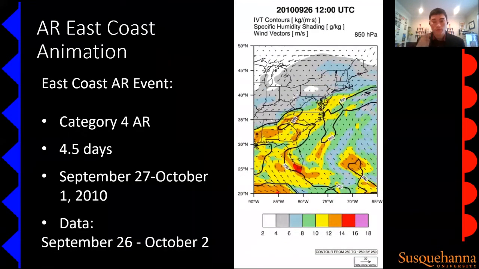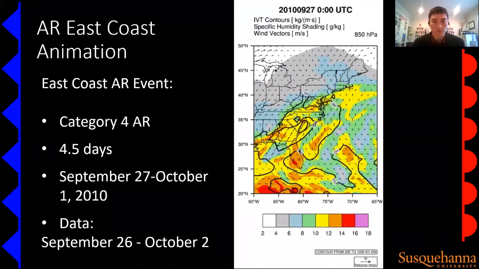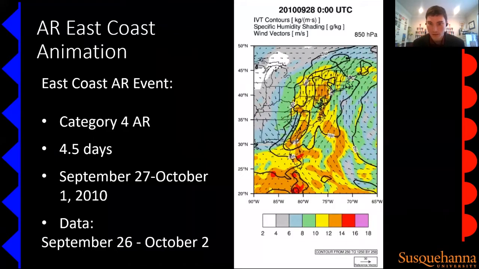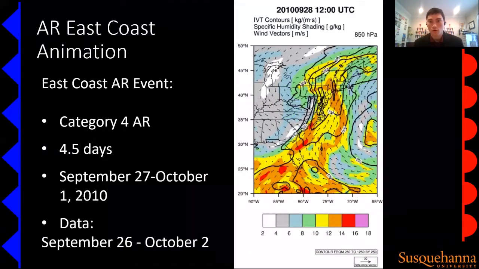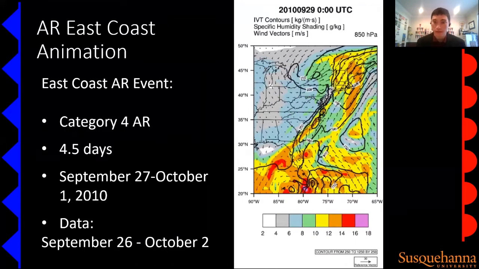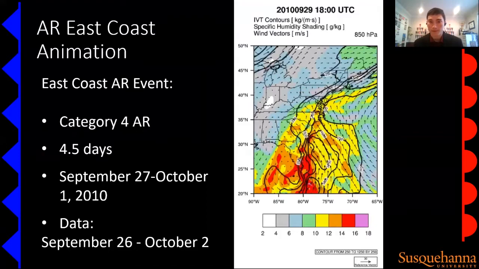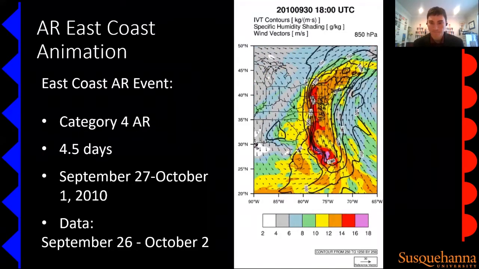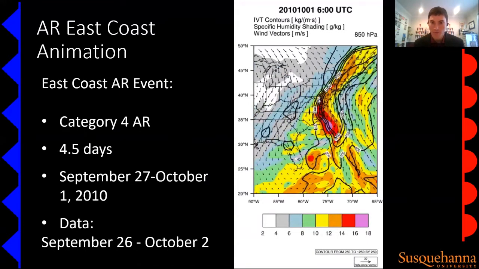And so just before I go into specific case study observations, I'd like to explain what is in each of these animations. So this particular animation is of the East Coast. We have IVT contours separated by 250 IVT. Those are the thicker black lines.